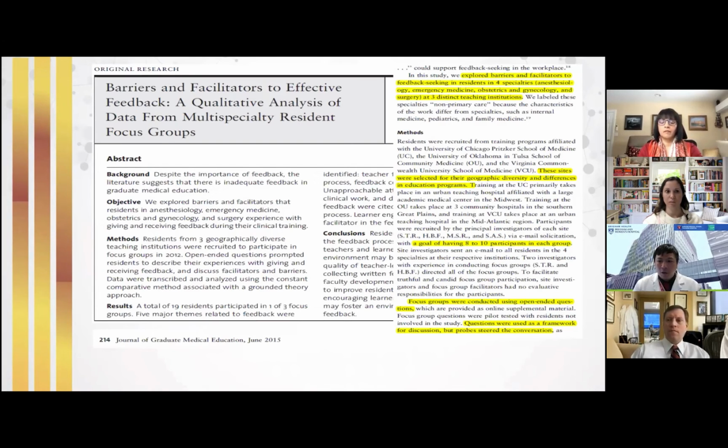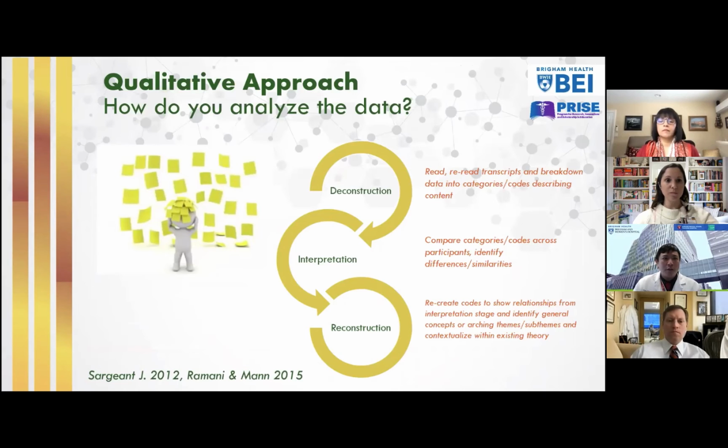They had a goal of having 8 to 10 participants within the groups to achieve that data saturation point. The way they approached this was using focus groups, using open-ended questions. Again, that's where the qualitative piece comes in. Ultimately, the questions were identified to provide a framework for discussion, but as things emerged, probes steered the conversation to try to elicit more specific data. And again, these were transcribed ultimately and then reassessed. So with that, I'm going to pass it over to Subha, who's going to go into what we do with this data.